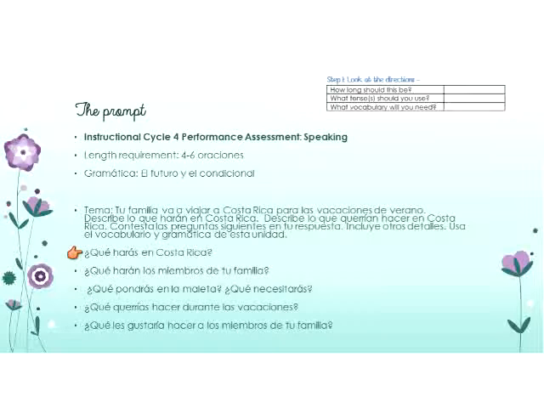So your questions here are, what will you do in Costa Rica? What will your family members do? What will you put in your suitcase, and what will you need? What would you like to do on vacation? And what would your family members like to do on vacation?